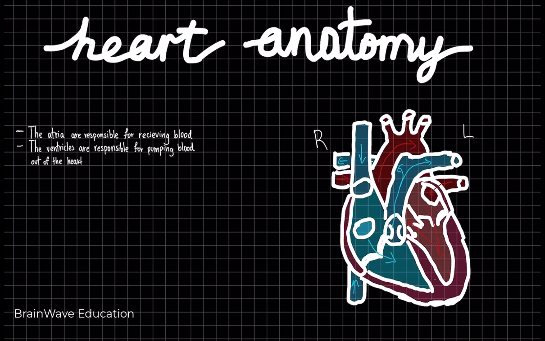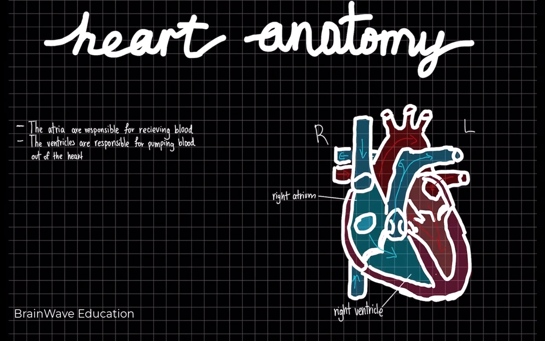the heart. The right atrium receives deoxygenated blood from the body through the superior and inferior vena cava. The deoxygenated blood is shown through the blue arrows. The blood is now pumped to the right ventricle. The right ventricle then pumps the blood to the lungs.